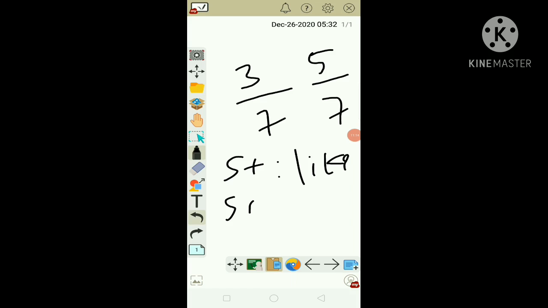Step 2: the greater numerator. 3 is the numerator and 5 is the numerator. In these two, which is greater? 5 is greater. How to put the symbol, greater than or less than? Less than symbol, because 5 is the big one. I told you the open side of the symbol always faces the big number, and the sharp side always faces the small number. So 3 upon 7 is less than 5 upon 7, and 5 upon 7 is the big number.